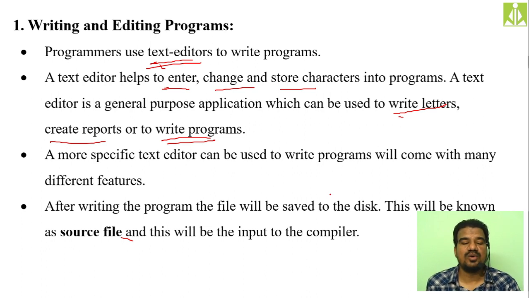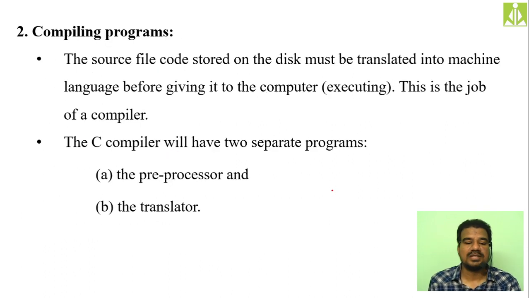Okay, this will be known as the source file or source code. Whatever file we have written and stored on the hard drive, we call that file the source file or source code file. And this source code file will be the input to our next step, that is the compiler. So the second step of creating and running programs is the compiler step, or compiling the program.